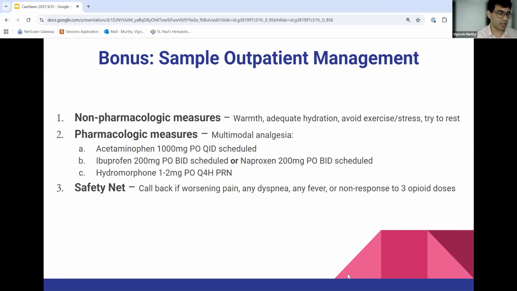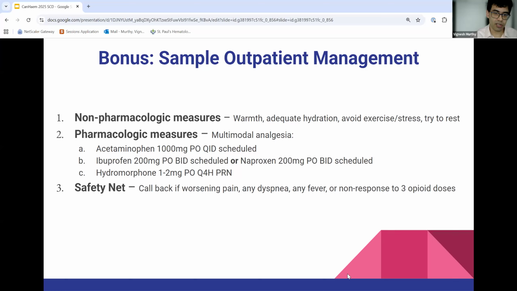So the bonus is a sample outpatient management plan for those of you who work in urgent care settings, or family doctors working in private offices. If these patients come to you and say that they're having a pain crisis, these can be managed as an outpatient. They don't always have to go to the ER, and they don't have to be admitted all the time. So it's a lot of the same, right?